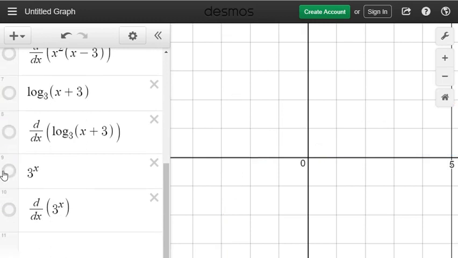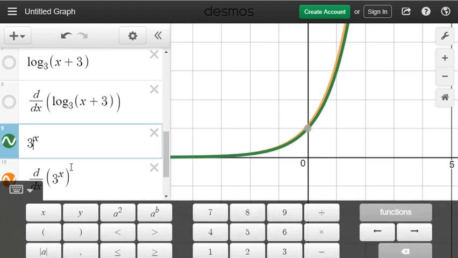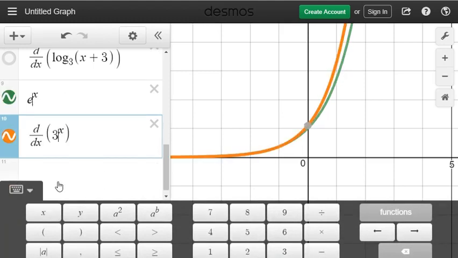Finally, we have this function that looks like an exponential. The graph of its derivative is very close to it. We'll talk about why that is when we get into derivative rules. But one thing I do want you to notice is that there is one exponential function where the derivative is exactly the same as the original function, and that is the exponential function e to the x. So e has a lot of pretty cool properties that you need to be aware of. Hopefully you enjoyed this video.